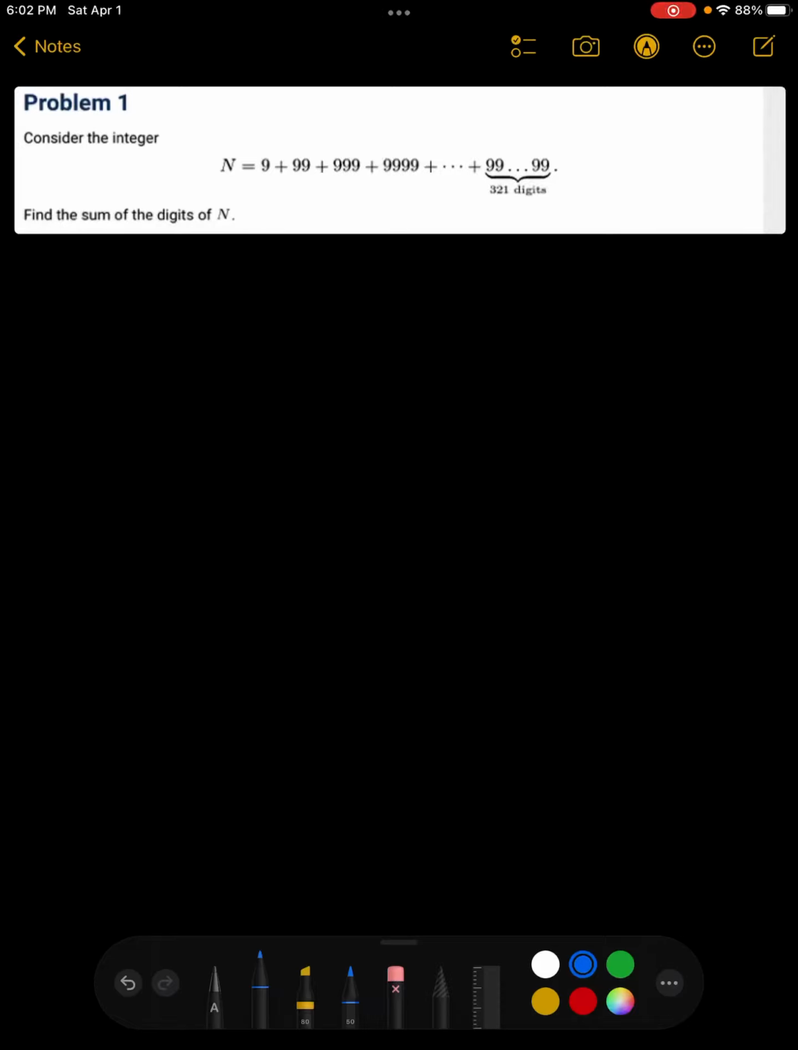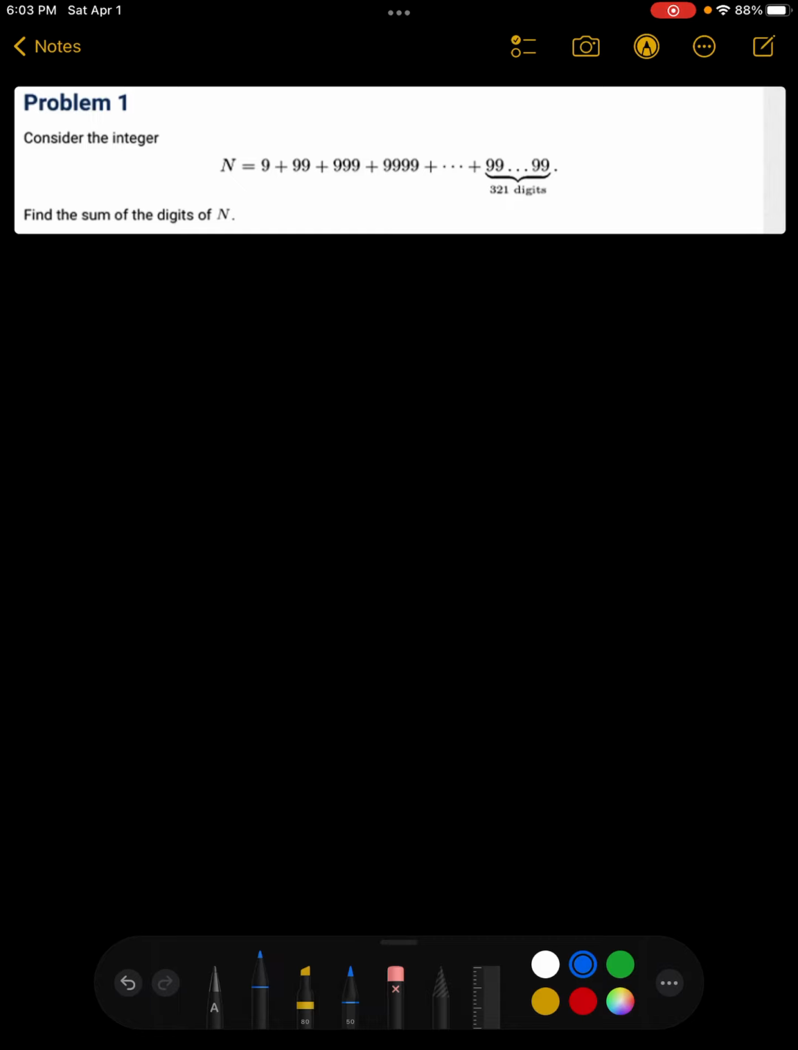Today we're going to be discussing problem 1 from the 2019 AIME exam. Consider the integer n is equal to 9 plus 99 plus 999 plus 9999 and so on, up until we get to the integer 9999999 and so on with 321 digits. And we want to find the sum of that sequence. Precisely speaking, the sum of the digits of that sequence.